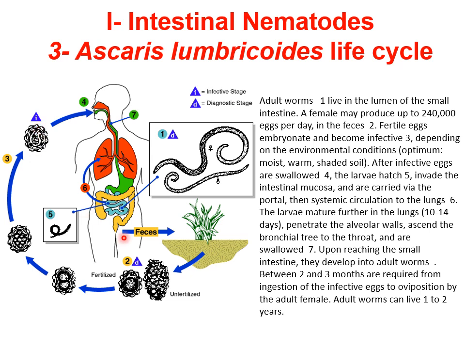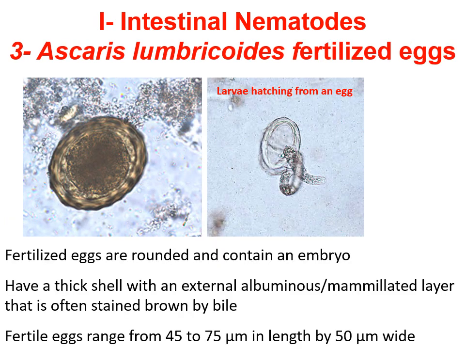Only the fertilized eggs will continue in the outside environment to become infective. The unfertilized eggs will end up disintegrating. Here you can see the fertilized egg of Ascaris lumbricoides, which is basically the infective type of egg. This is usually a round egg that contains an embryo, and this is one very rare picture showing a larval stage hatching from the egg.